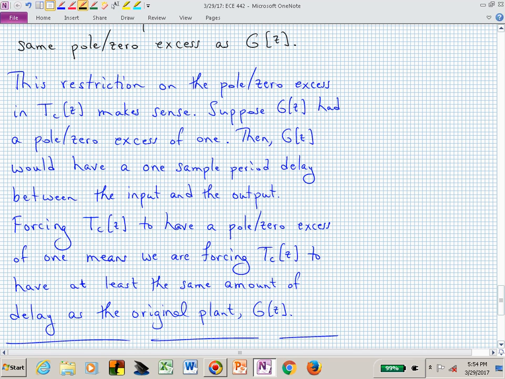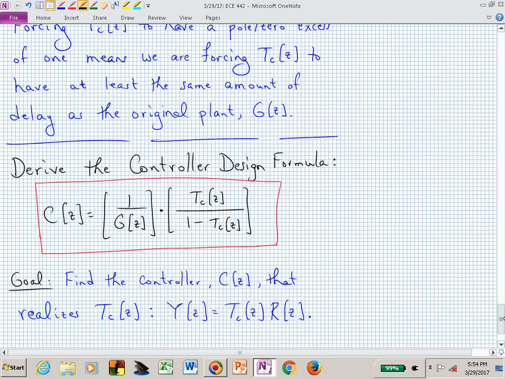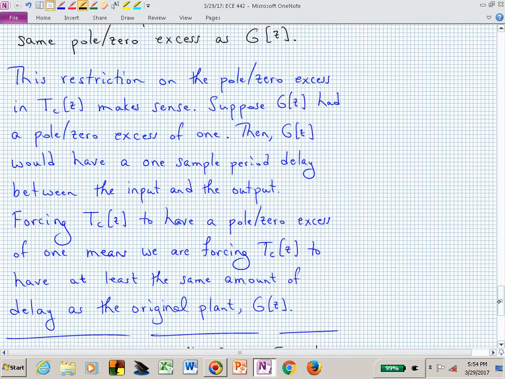So with the desired closed loop plant having the same pole zero excess as our original system, G of Z, we're assuring that our controller is causal, meaning it's not using future errors to produce the present output, or the present input to the system. So we're assuring causality by maintaining that pole zero excess.